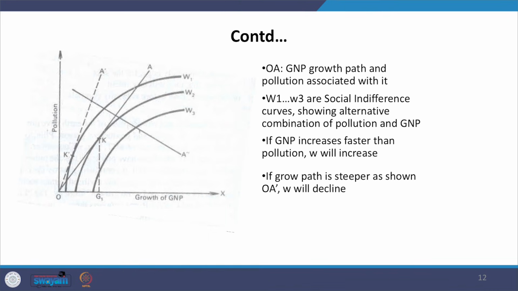Now, another graph you can see here is one I have shown here: social welfare or social indifference curves. W1, W2, W3, they are called social indifference curves, and these indifference curves are prepared taking two products. One is pollution, that is called a bad product, that is taken on the vertical axis, and growth of GNP is on the horizontal axis.